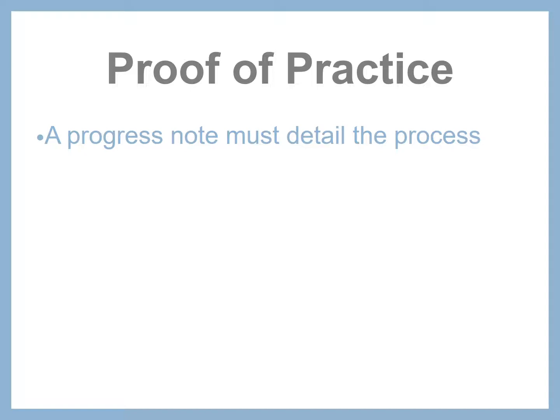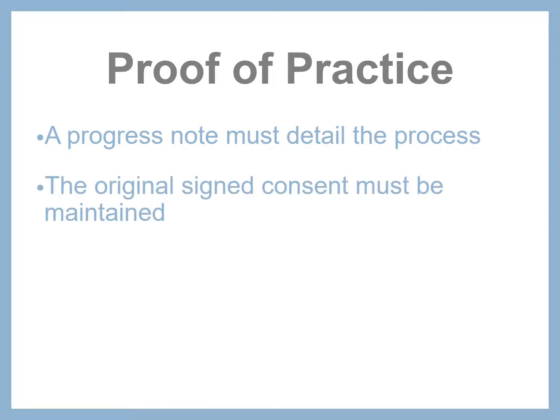Now, I have a memory for things. I could remember when I go home at the end of the day that participant X signed a consent form. But you have to write it down. Someday you're going to win the lottery and quit working, or you're going to retire, or you're going to go work somewhere else. So the progress note is your written record of what you did, and it demonstrates that you understand the consent process.